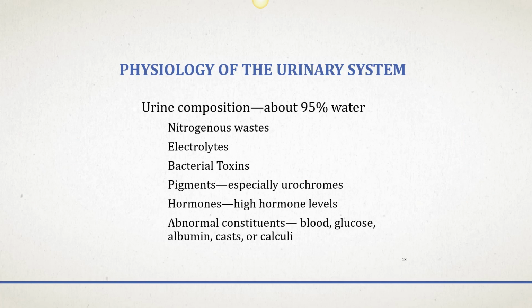Under normal circumstances, our urine composition is about 95% water. Then there are some nitrogenous wastes, electrolytes, occasionally bacterial toxins, and pigments, especially urochromes. Hormones are shed in high levels. But then there can be some abnormal constituents, such as blood glucose, albumin, casts, or calculi.